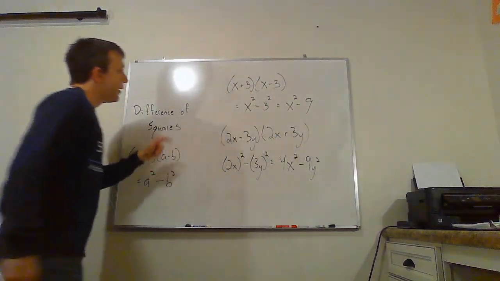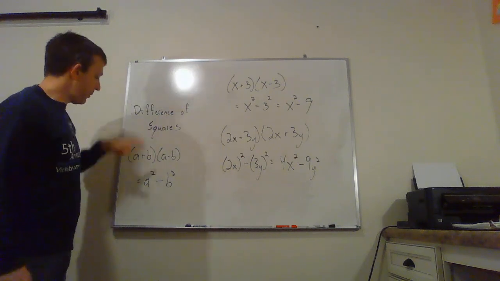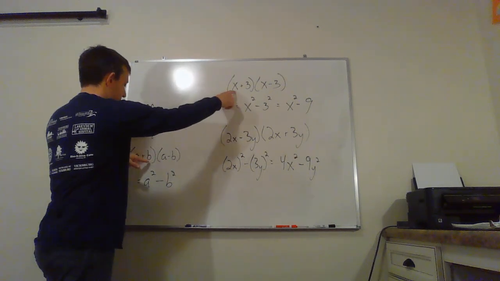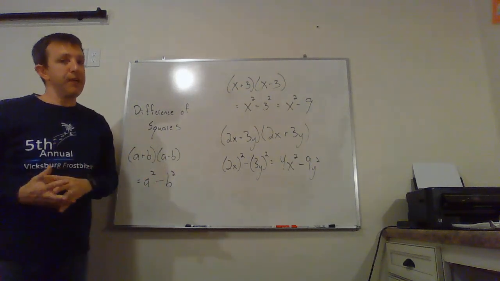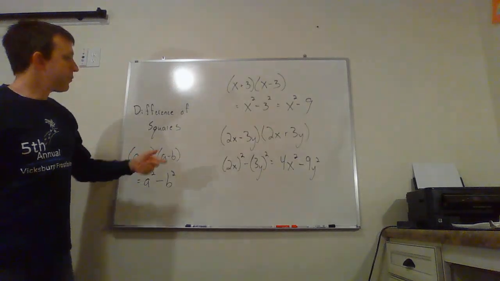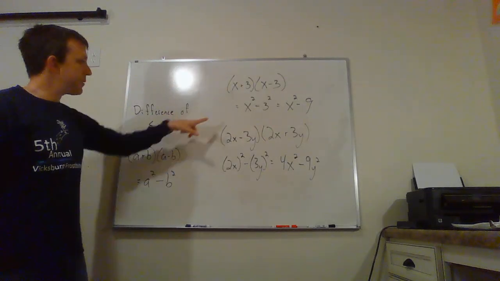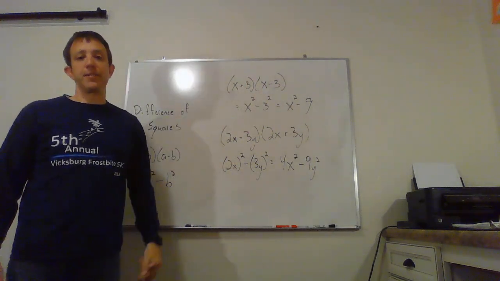So let's use it. I have two examples again. x plus 3 times x minus 3. So here my a is the x and my b is the 3. Again, the plus and minus signs are all taken care of for us here. So we just plug in what's a and plug in what's b. So we know that it's a squared minus b squared. So I have x squared minus 3 squared. And that's just x squared minus 9.